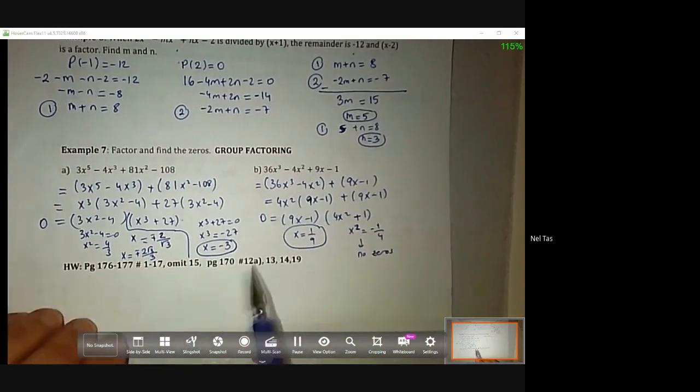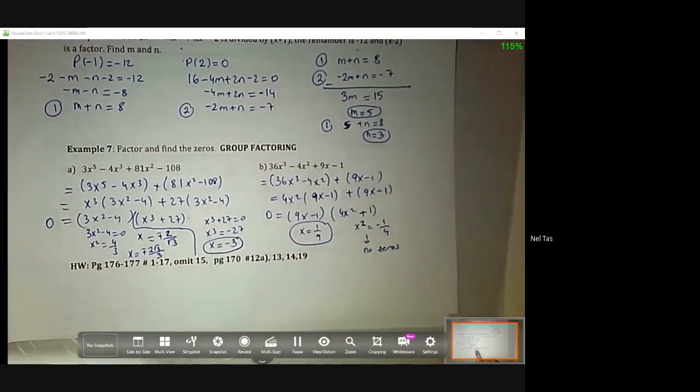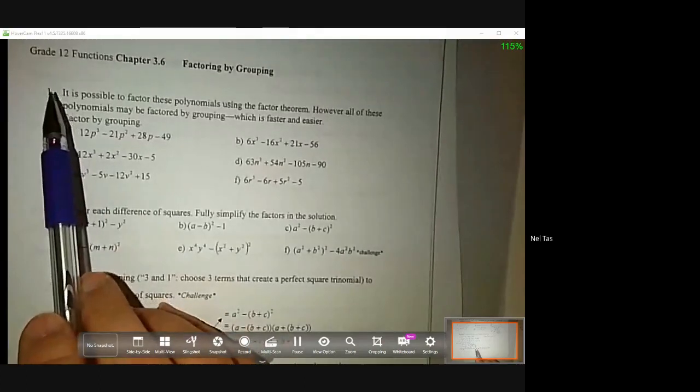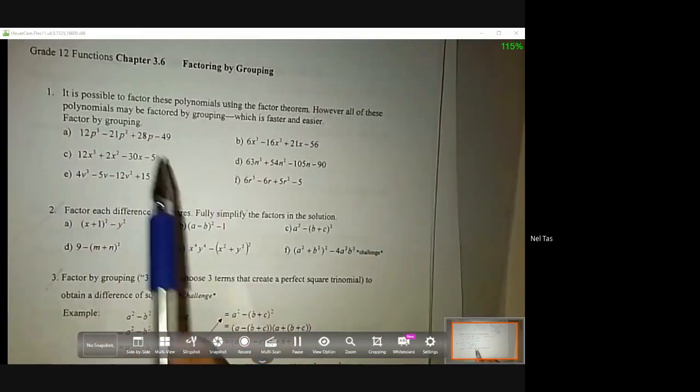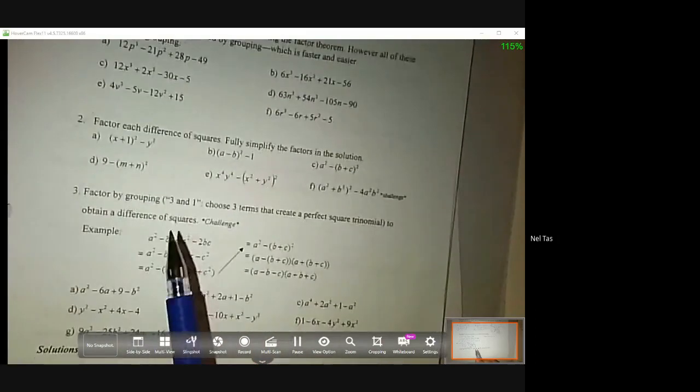So related homework is here. And on the next page in your package, question number 1 is for practicing the group factoring. Ignore 2 and 3 for now.